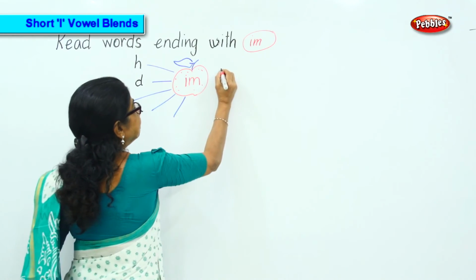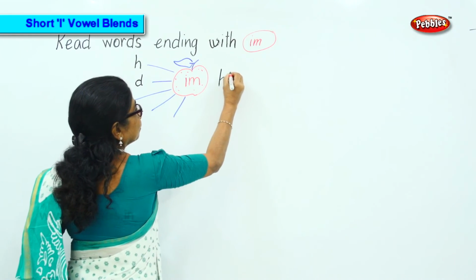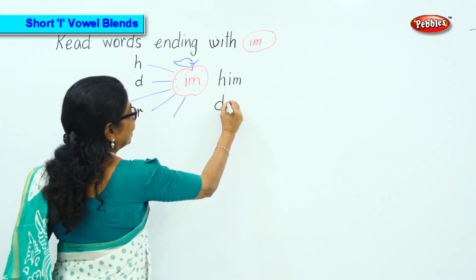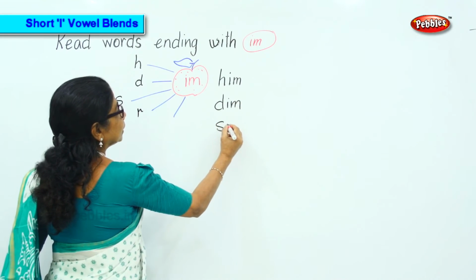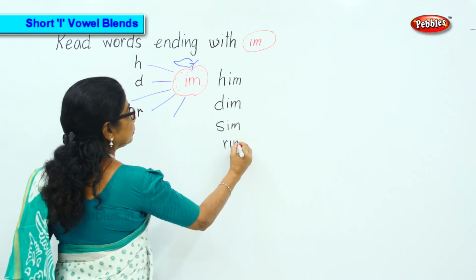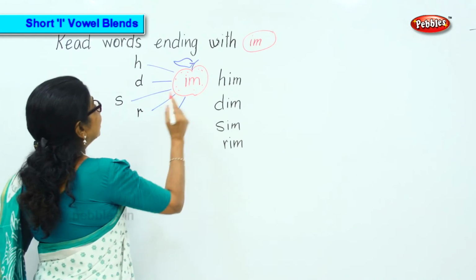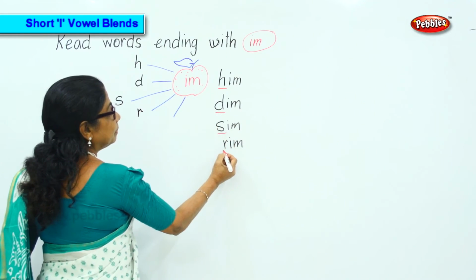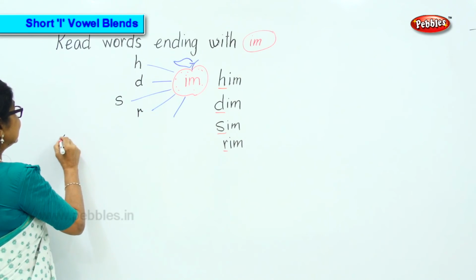Her, him. Look at him. Dim, dim light. Then SIM, SIM card. Rim, edge of something. Now look at it. You have him, dim, sim, rim. We'll need to make some sentences.